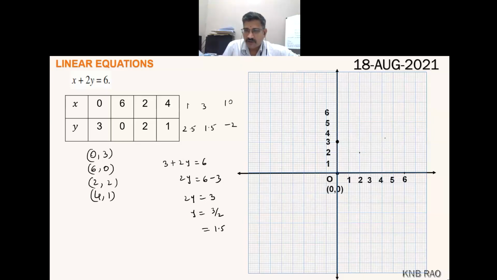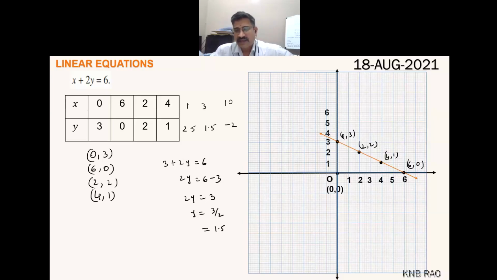Now 4, 1. The x coordinate is 4 and the y coordinate is 1. So a line passing through 1 of the y-axis and a line passing through 4 of the x-axis meet each other here. So x coordinate 4, y coordinate 1, we say. So 4, 1 is this. So 4, 1, 2, 2, and 0, 3, 6, 0. These are the points. Now you got the points one by one.